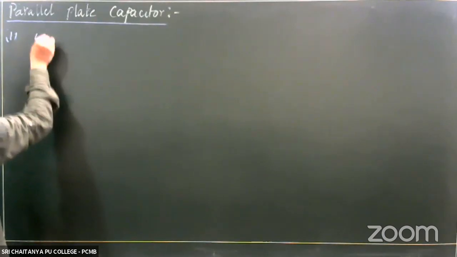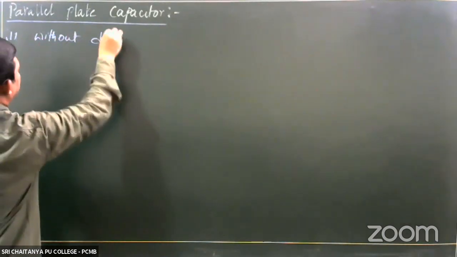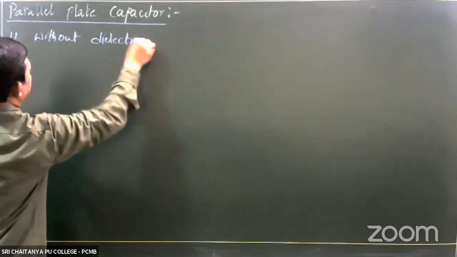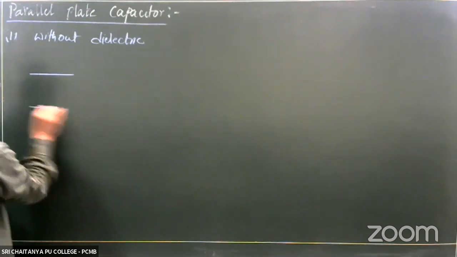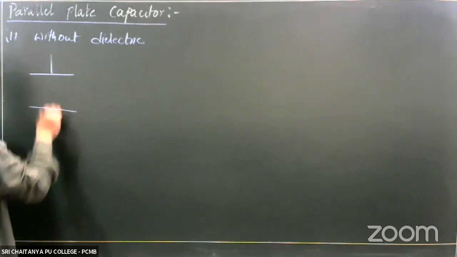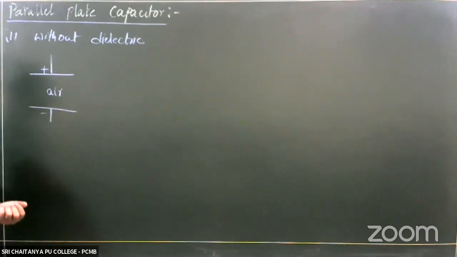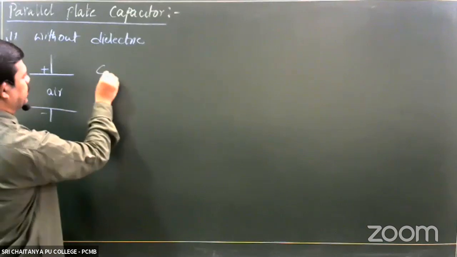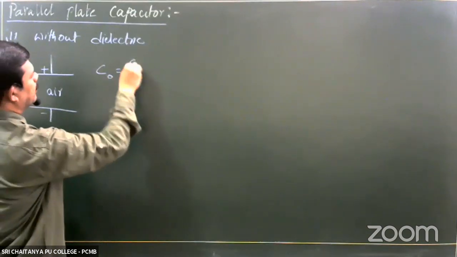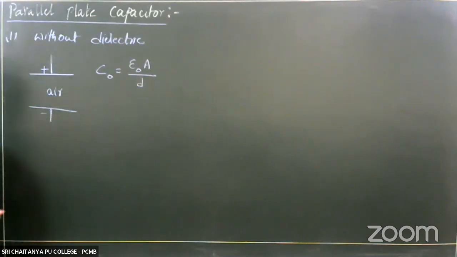See, without dielectric means what is present between the plates? Air or vacuum. If air or vacuum is present between the plates, what is the capacity? Epsilon naught A by D.